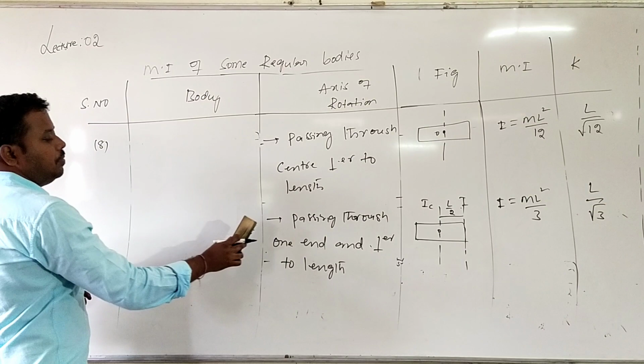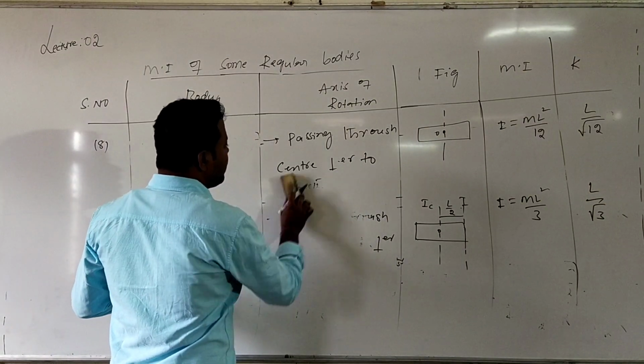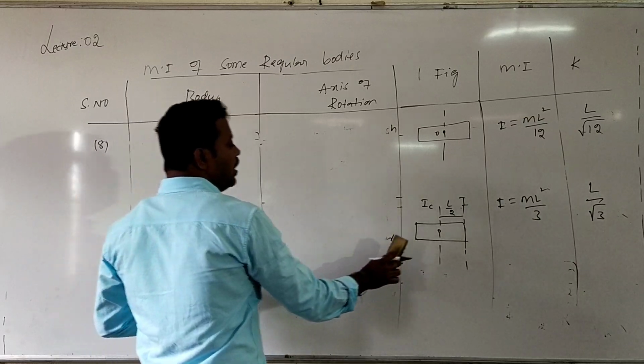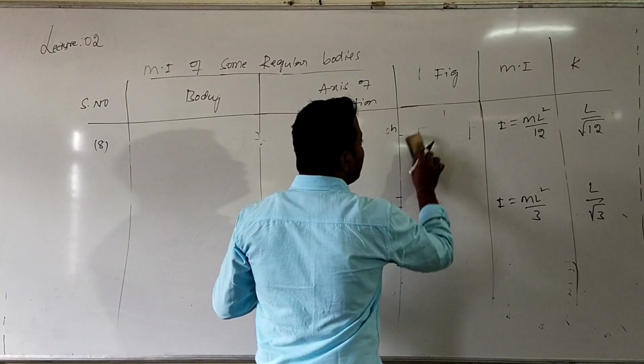So uniform circular plate. Not circular, first we will write for a rectangular plate.